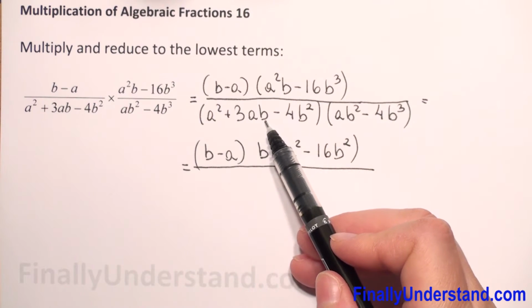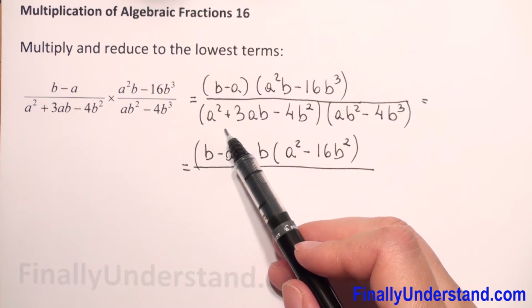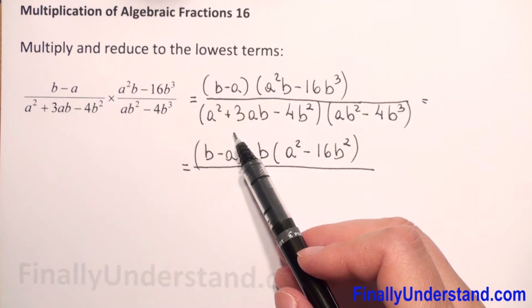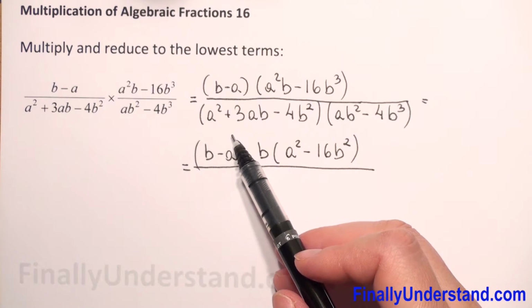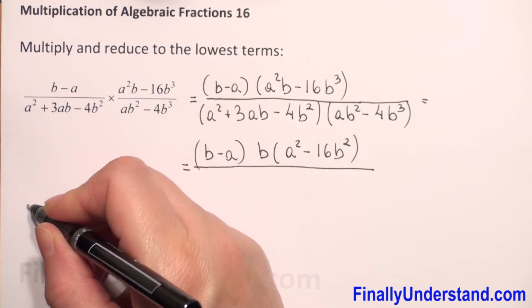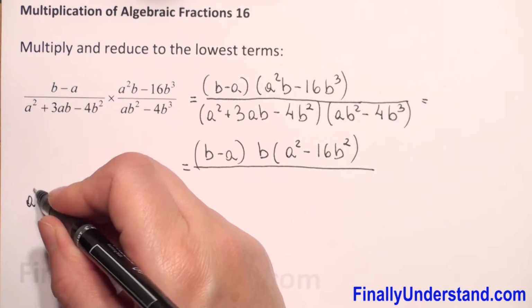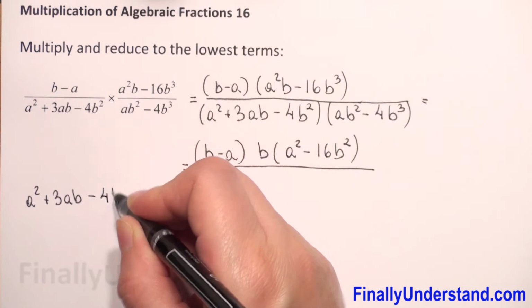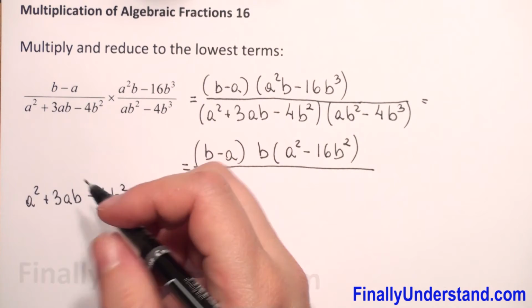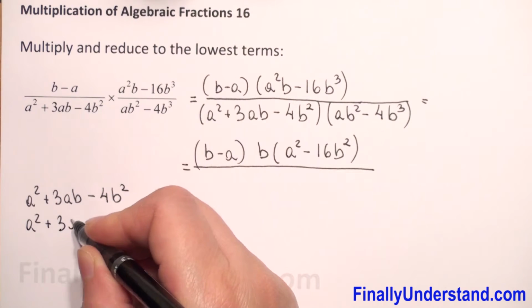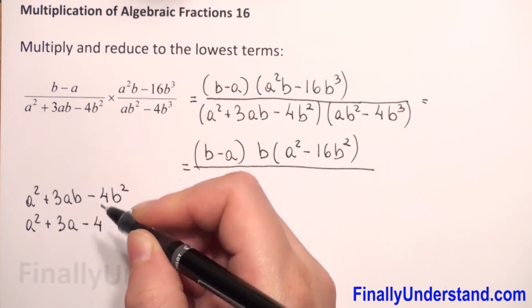if we forget about b, a quadratic trinomial, so we can try to use the grouping method to factorize this trinomial. Let me copy this expression. We have a squared plus 3ab minus 4b squared. So let's forget about the b, so it will be a squared plus 3a minus 4.